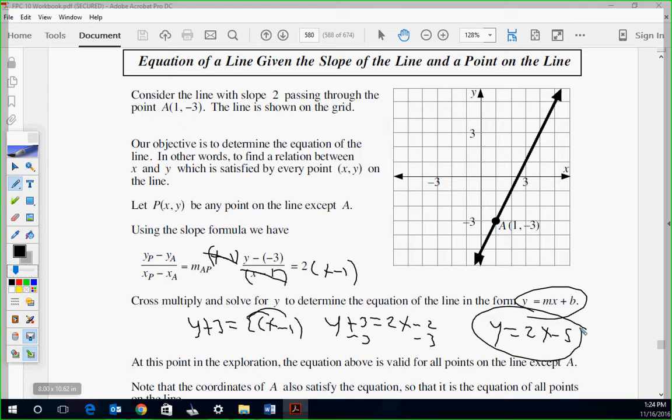A couple ways I can check this really quickly. Look where this crosses. Where's that at? Negative 5. That's not a coincidence. Okay. Up 2 over 1, I got 2. Okay. All this stuff lines up. It keeps coming back.